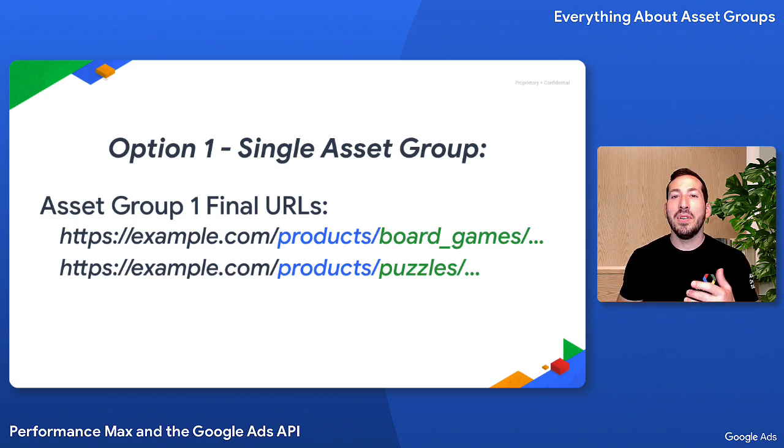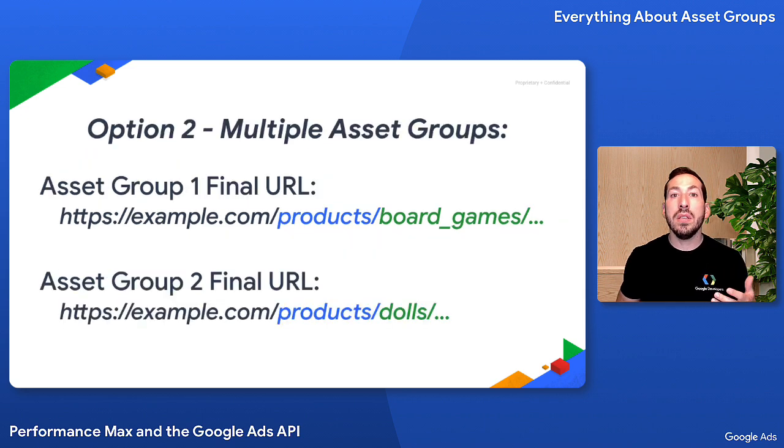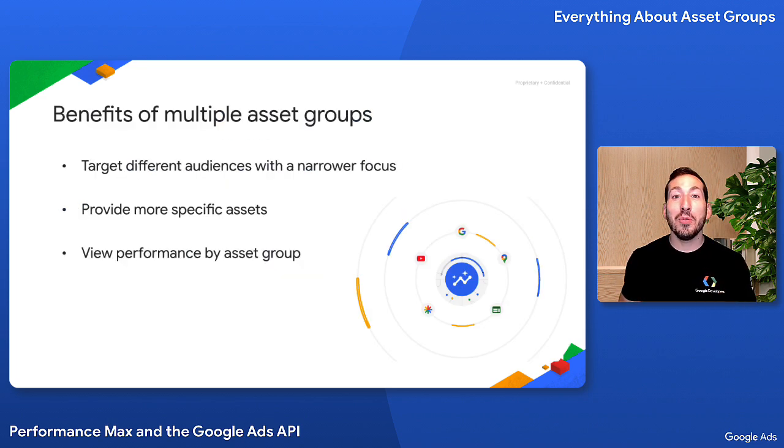In another example, let's assume our campaign aims to sell board games and dolls. Now, these two product categories are fairly different, and the audiences interested in these two types of products may be vastly different as well. Here, we might want to use two separate asset groups so that our ads are created and served to target specific audiences with the higher probability of converting. In addition, with multiple asset groups, you can provide more specific and targeted assets in each asset group and better evaluate performance with asset group level reporting.